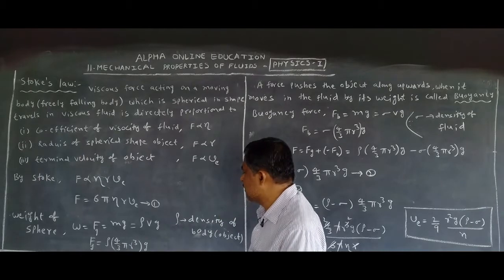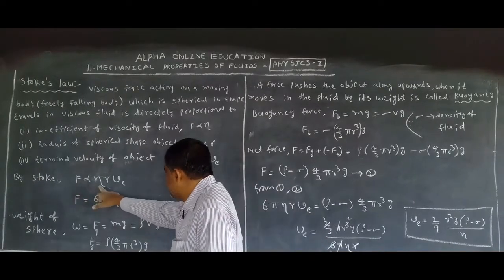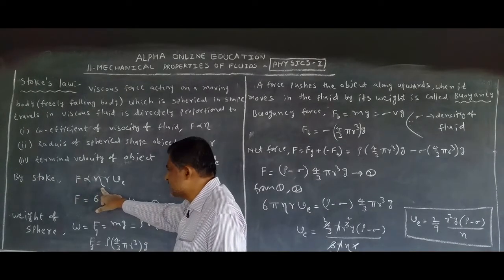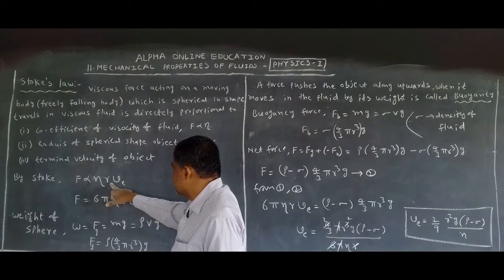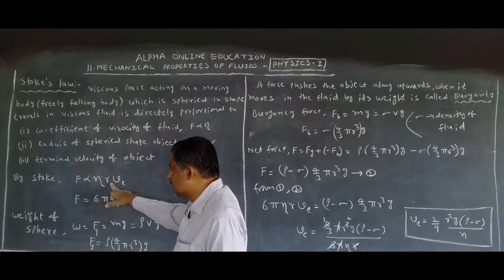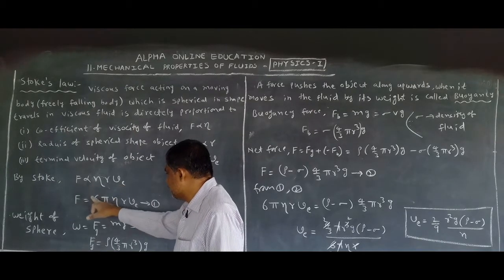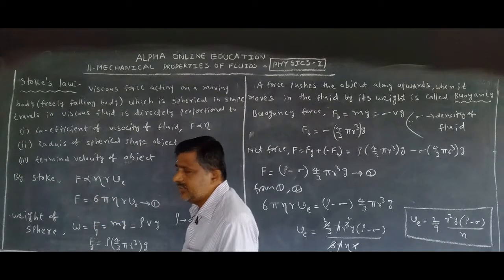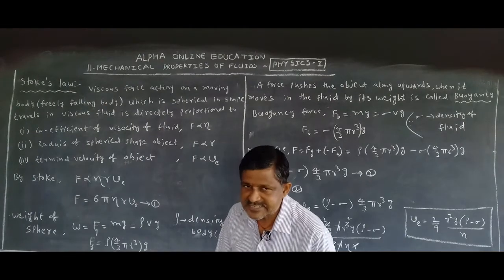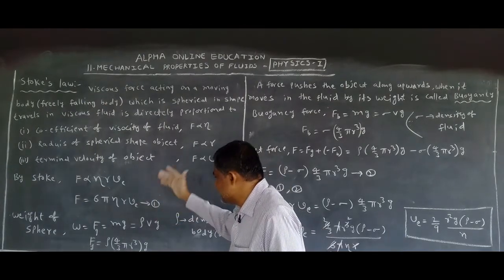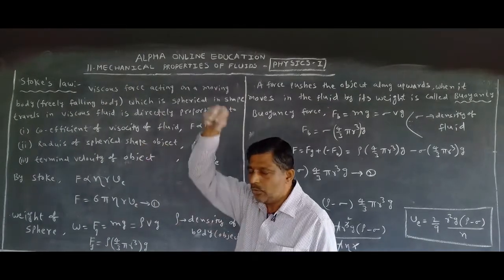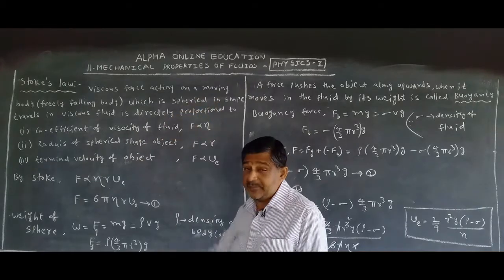By Stokes, F is proportional to the coefficient of viscosity eta, the radius of the spherical object r, and the terminal velocity. If you remove the proportionality, we get one constant. That constant is 6 pi. Let us take this as equation 1. Now, the spherical object.